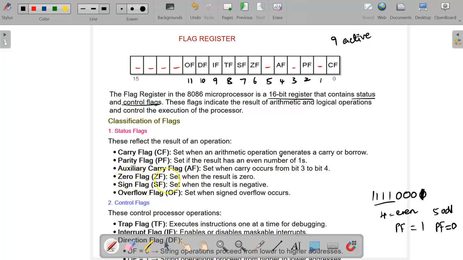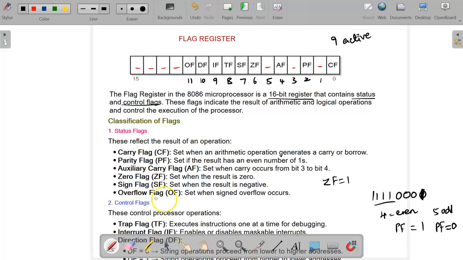Then the zero flag. Whenever the result is 0, the zero flag is equal to 1. When the result is not 0, then ZF is equal to 0. Sign flag: when the result is negative, SF is equal to 1, and when the result is positive, SF is equal to 0.